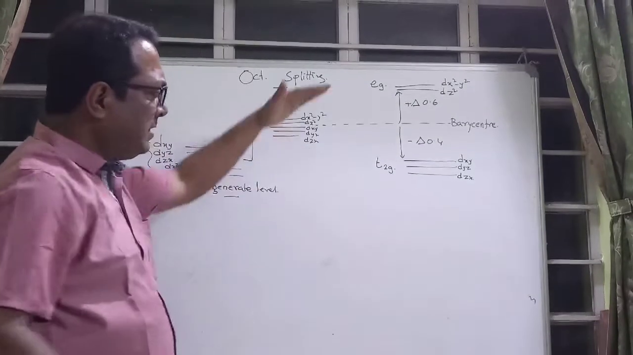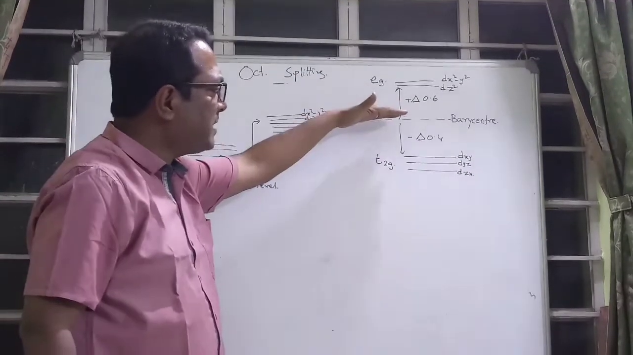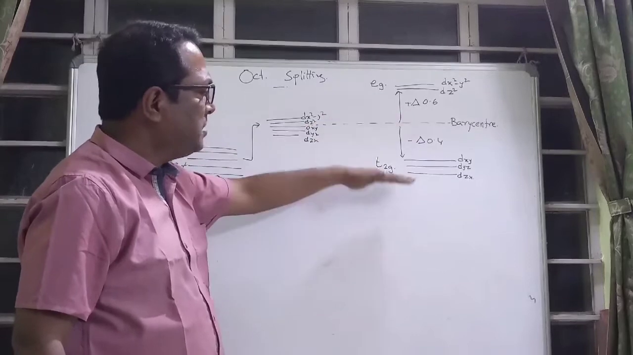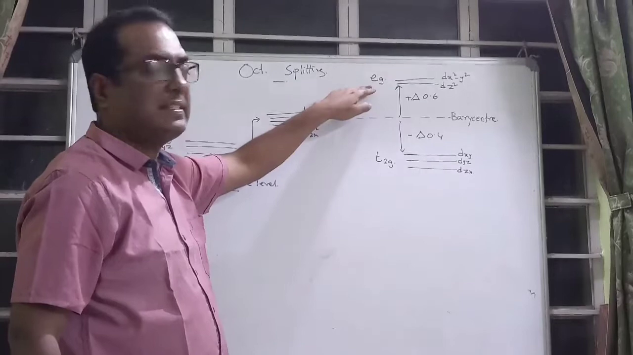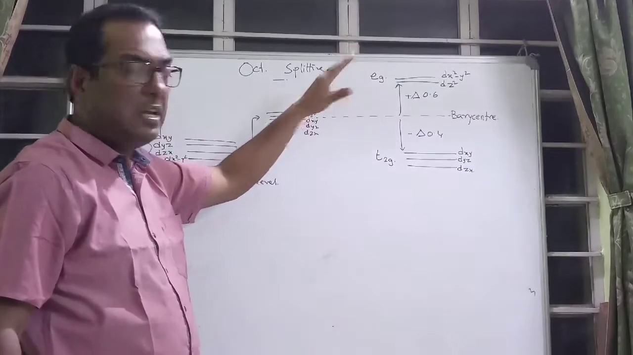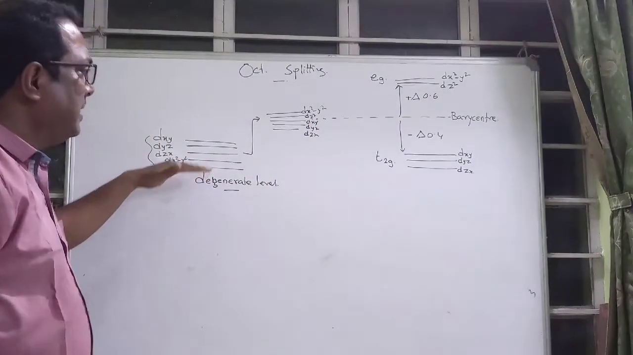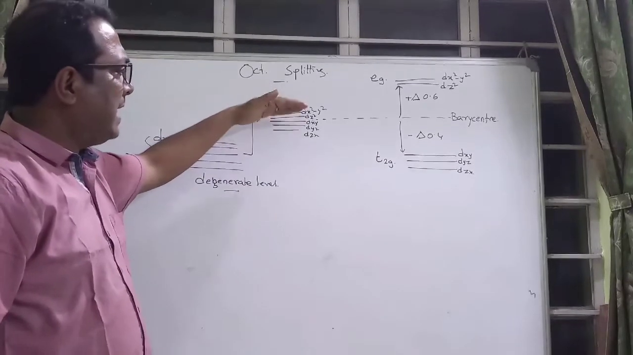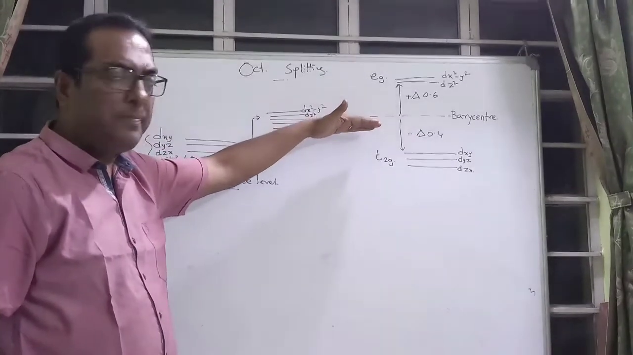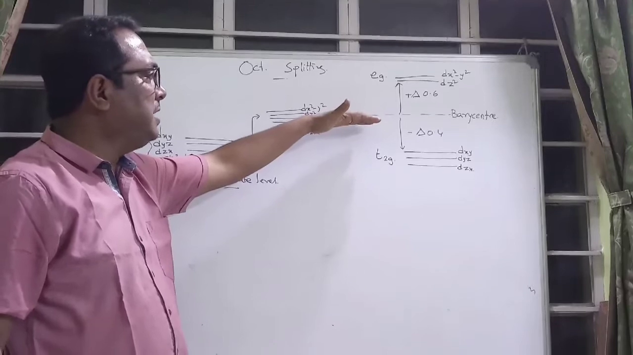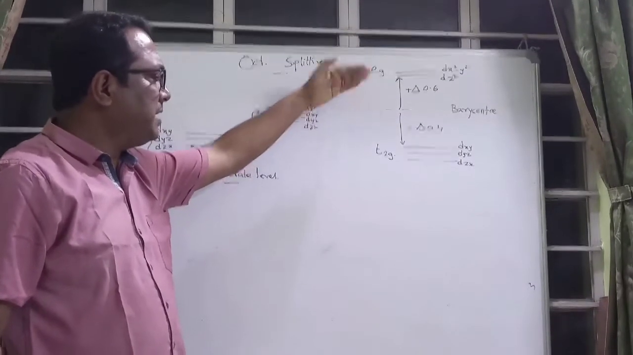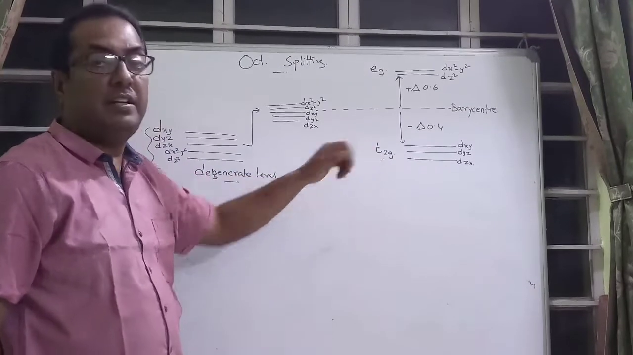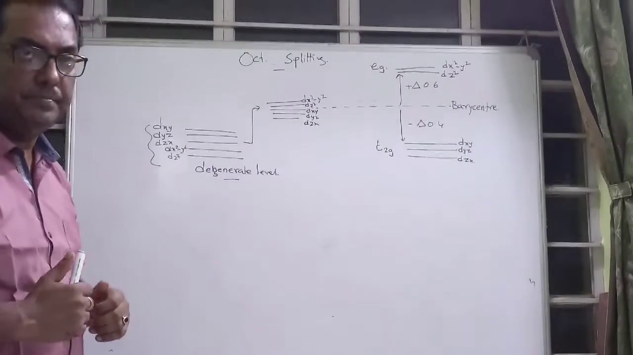So here, when they fall down with respect to the barycenter, this is what we call T2g, and when they rise up, it is called the Eg levels. These are the levels. So this is the degenerate level, this is the excited level, and the excited level has a barycenter. With respect to the barycenter, if they rise upward, it is called the Eg level, and if they fall downward, it is called the T2g level.